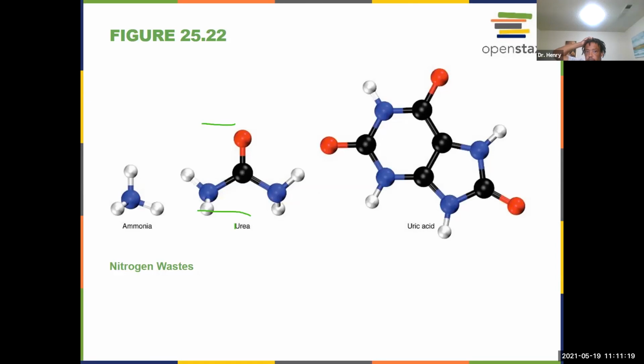So these are some of the nitrogen waste molecules. We're going to have ammonia, urea, and uric acid. You can see the blue represents the nitrogen, white is hydrogen, and that's oxygen. So these are the chemical models for each of the compounds.